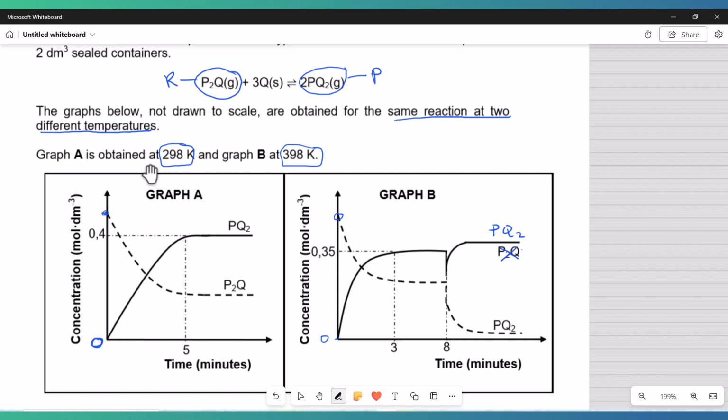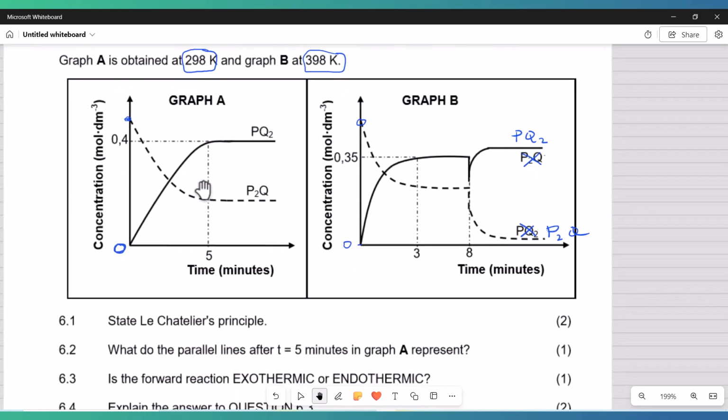Okay, so this one here now it's supposed to be P2Q. So this is P2Q, that is our reactant, right? It shows that it's going to be P2Q. Okay. What must we do now? They said that from there, this is a lower temperature than this one here.